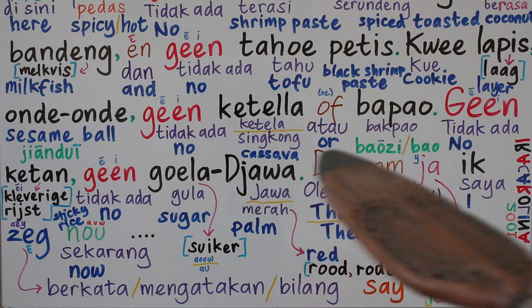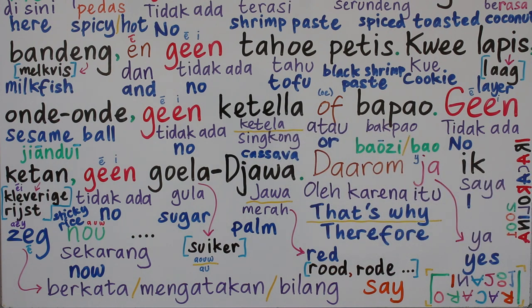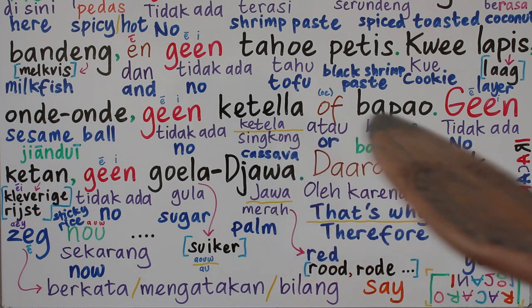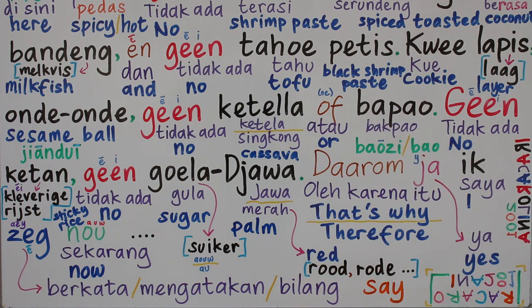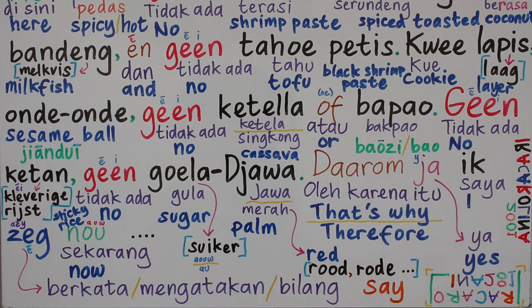This one is the same. And cassava in Indonesian is ketela, or the word that we use all the time is singkong. Singkong: singing without ing, King Kong without king, singkong. But in Dutch it's ketela, the Indonesian version of this word in Dutch. Of course, in Dutch they have a different word for cassava.